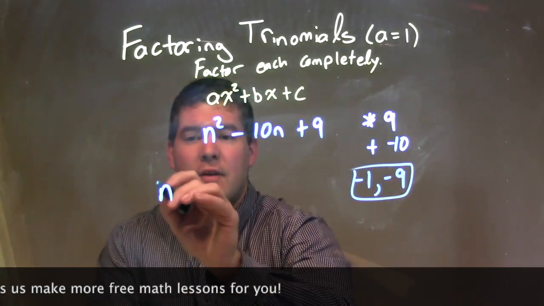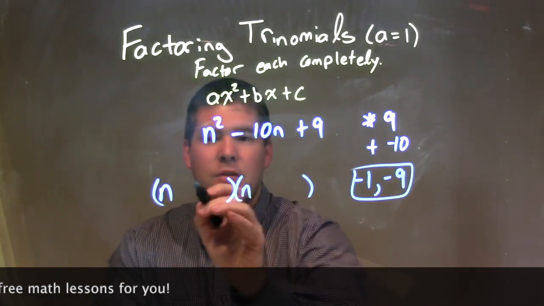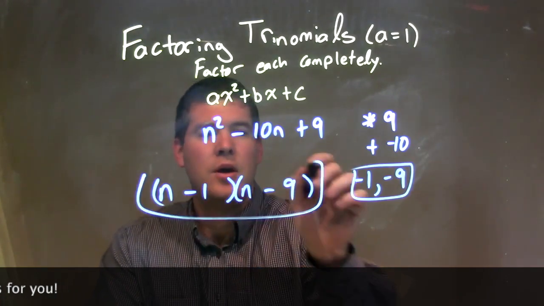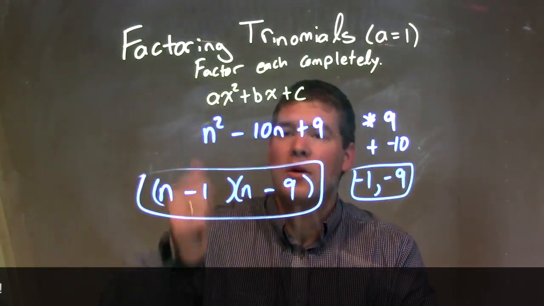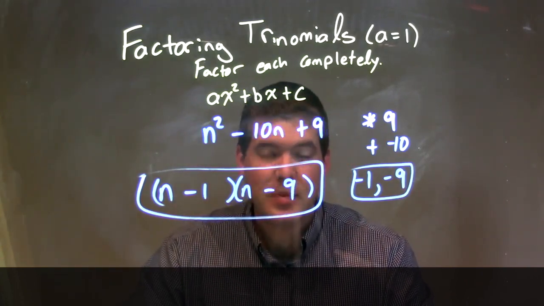So when I write this out, I have n, broken down in two parentheses here, n minus 1, my first number, and then times n minus 9, and there we go. We've factored out our trinomial to get our final answer here of n minus 1 times n minus 9.